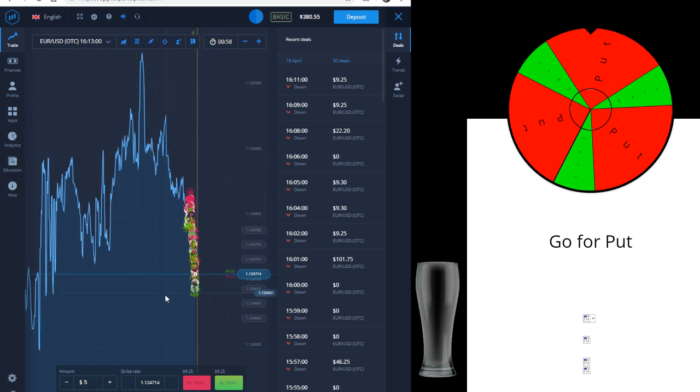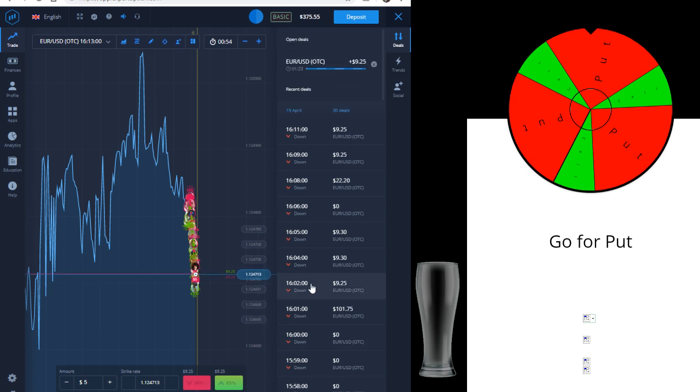Okay, seems to be still going down. I have to continue following the setup, which is $5 base amount. As long as I'm winning, I have to keep going with this amount, and no worries.